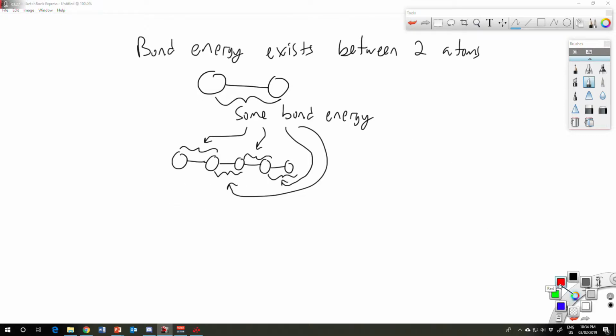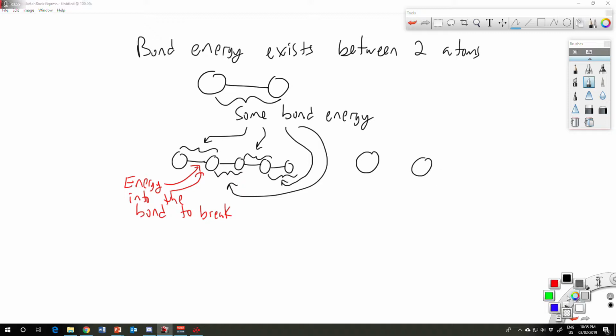So we have to supply energy. Energy needs to go into the bond, and then when things get recreated, when they join together, they will release energy, and achieve a state that is more stable with less energy. Okay. Alright, so that's what bond energy is.